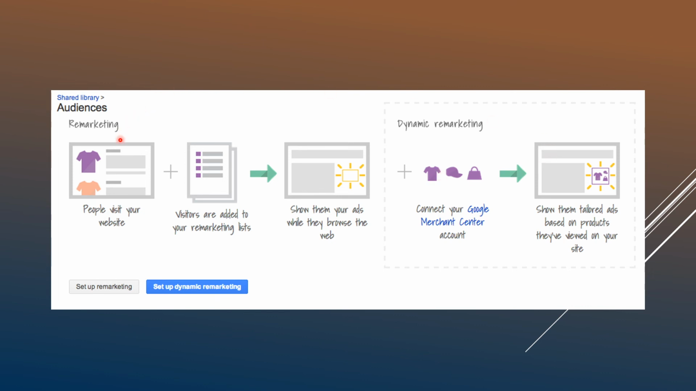And basically what you can do is you can set up a remarketing audience where when people visit your website, they are added to your remarketing list, and then you can follow them around by showing them ads while they browse the web. So dynamic remarketing helps you to connect your Google Merchant Center account and then show them tailored ads based on products they have viewed on your site.